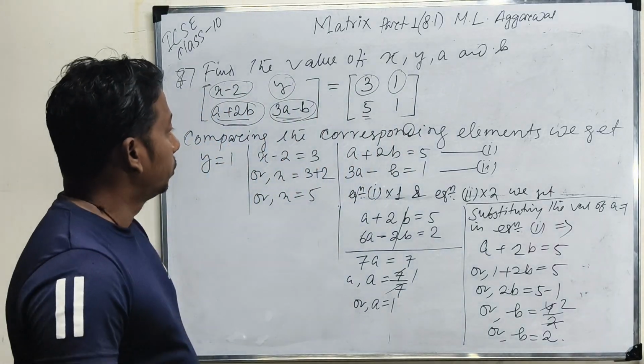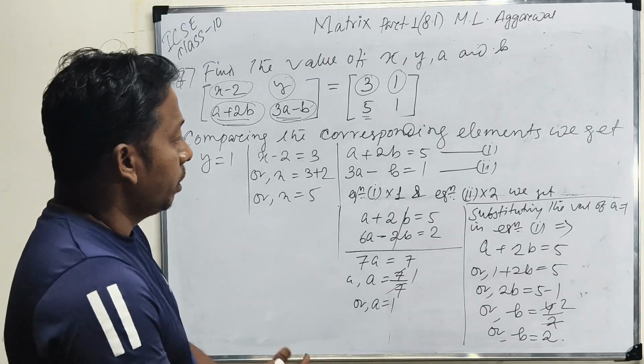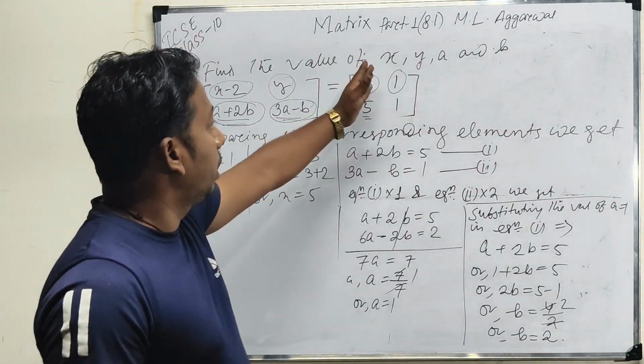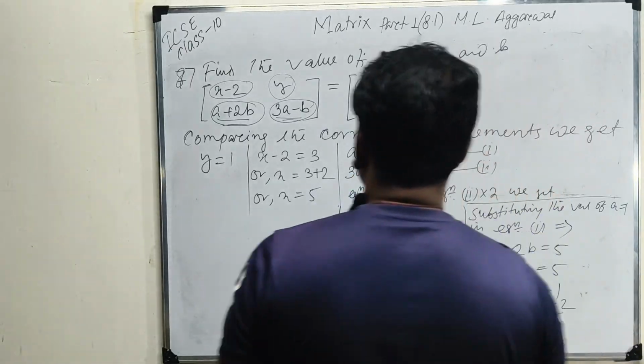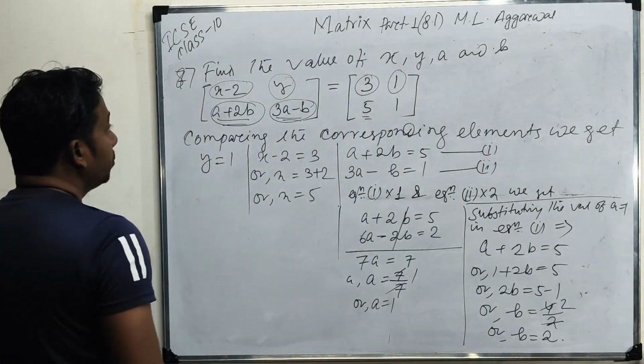Okay. So simply find out the value of a, x, y, a and b. So remove it.